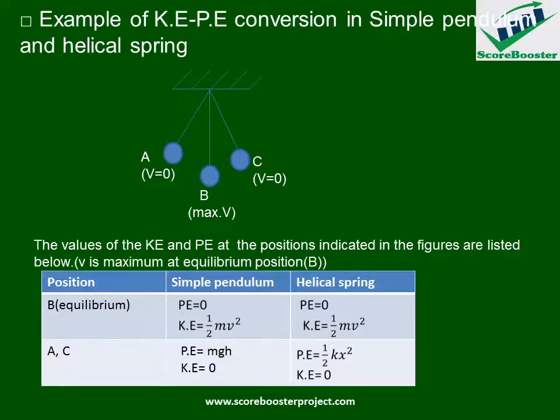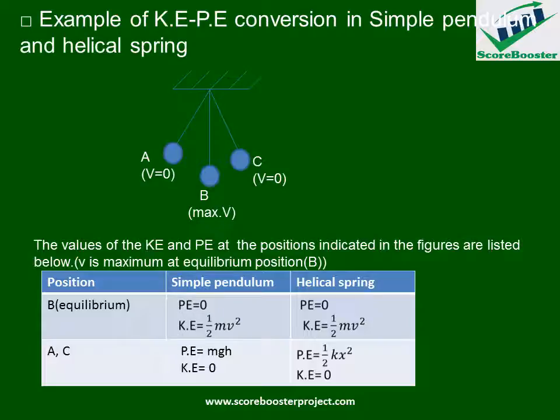Now, an example of kinetic energy potential energy conversion can be found in a simple pendulum and helical spring. Now let's consider the diagram here, which is that of a simple pendulum. After tilting the pendulum from point B, it tends to move towards A, then from A moves through B back to C. As it moves towards A and C, the velocity will be reducing towards 0 up to when it will be 0. That's when the bulb will stop. Then when it starts moving back, the velocity increases again.